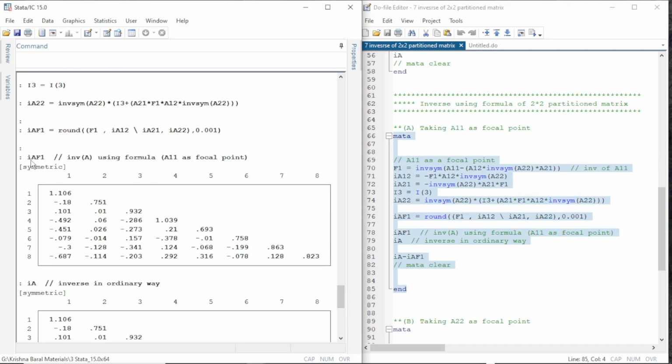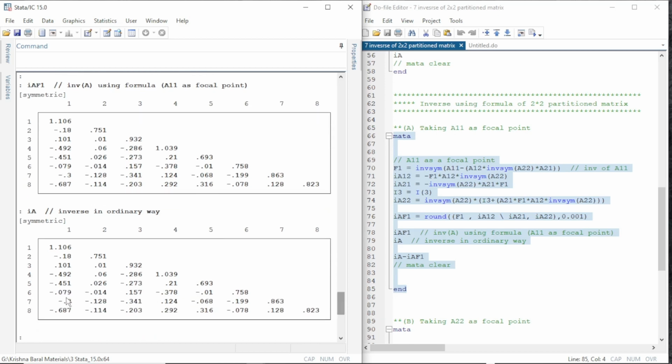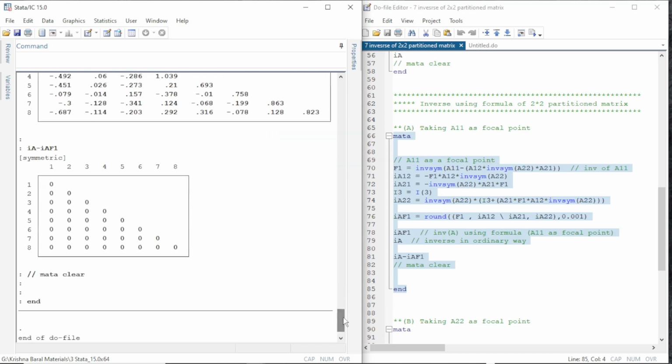So this is the inverse of A using F1, that is A11 as the focal point, so we get this inverse, and IA is the inverse making use of the ordinary formula, and if we compare them they are one and the same. And if we take the difference of these two, this is equal to 0. IA minus IAF1, this is 0.